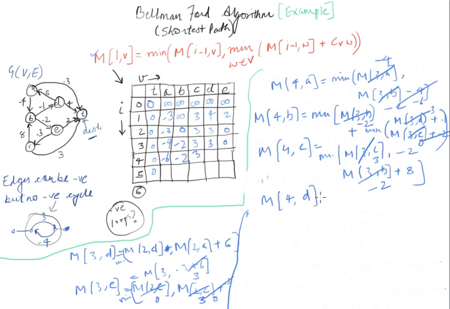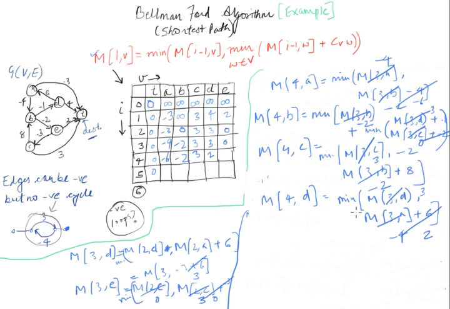Now M4 comma D is equal to the minimum of M3 comma D, or, since D is connected to A, there's a direct connection to T and there is a connection to A, so 3A plus the cost AD, 6. So 3D is 3, and 3A is minus 4, minus 4 plus 6 is 2, so the minimum of 3 and 2 is 2.